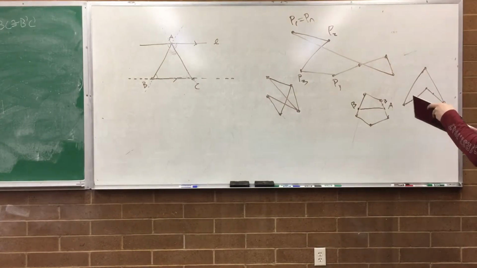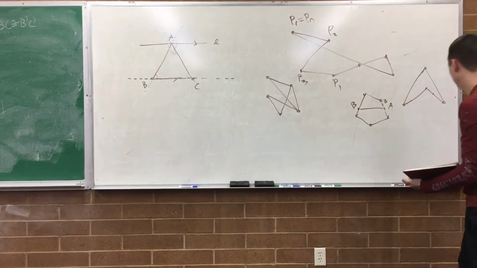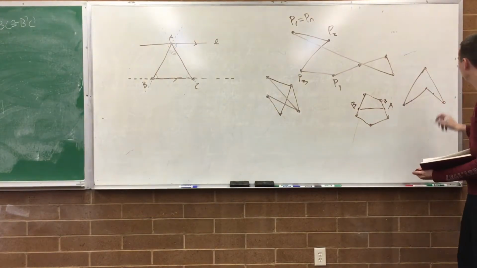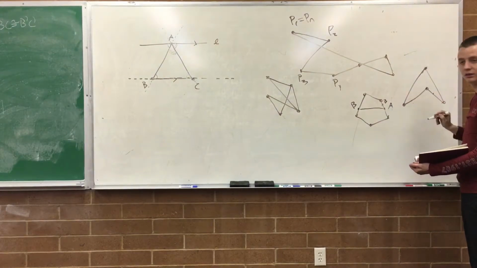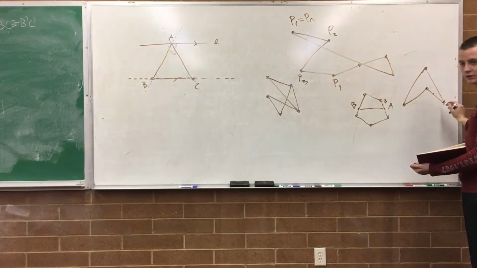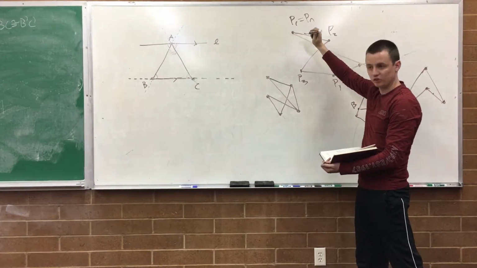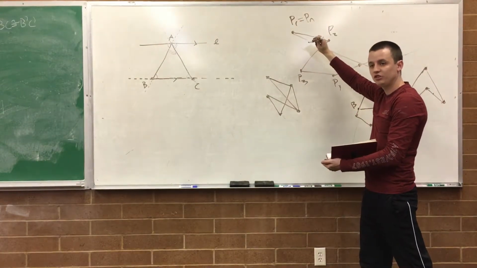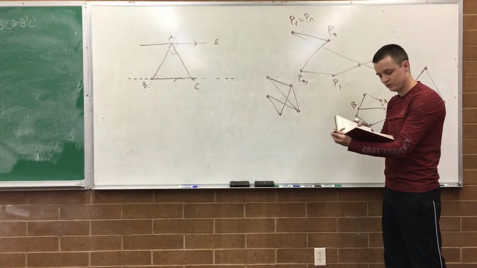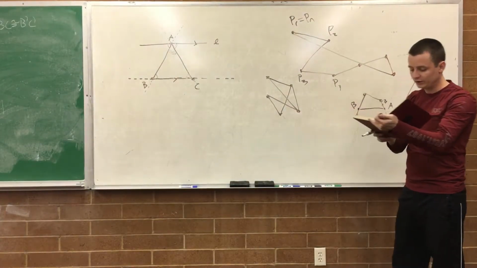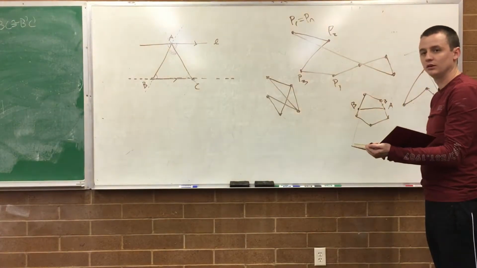Definition 8.8. Vertices of a polygon that are endpoints of the same side are called adjacent vertices. So let's go over what that means. This vertex and this vertex, not adjacent. This vertex and this vertex, adjacent. Adjacent. Adjacent. Adjacent. If they're both endpoints of a common side, then they're adjacent. Read the exact verbiage one more time: vertices of a polygon that are endpoints of the same side are called adjacent vertices. Good?